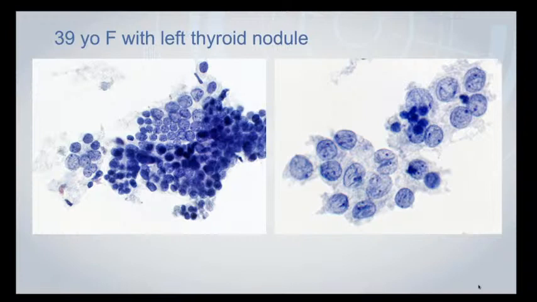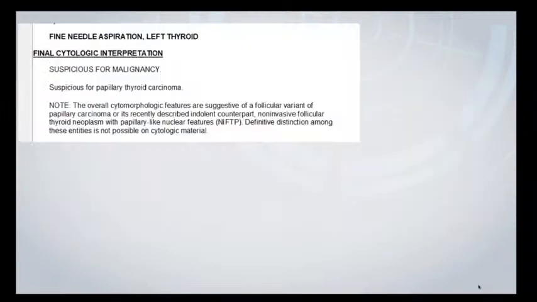Here's another example. Again, a mixture of both macrofollicular and microfollicular architecture with very prominent nuclear changes, mostly in the form of nuclear pallor and grooves, not very much in the way of nuclear membrane irregularity, and no pseudo-inclusions, no papillae, no psammoma bodies. So this is the kind of case that, again, you would call suspicious for PTC.